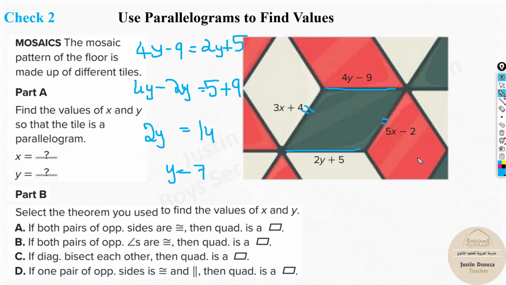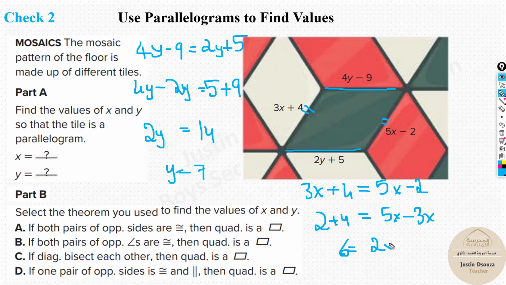Y is 7. What about the x value? Same way, equate each other. 3x plus 4 equals 5x minus 2. Let me just make this clear. Okay, that's not z, it's equal to. And now leave this 5 here, take this 3 to the other side and 2 to the other side. It becomes plus 2 plus 4 equals 5x minus 3x. Now simplify this, it will become 6 here equals 2x. X equals 3. When you take 2 to the other side, 6 divided by 2 is 3. And this is the answer. So we get x value of 3 and y value of 7.